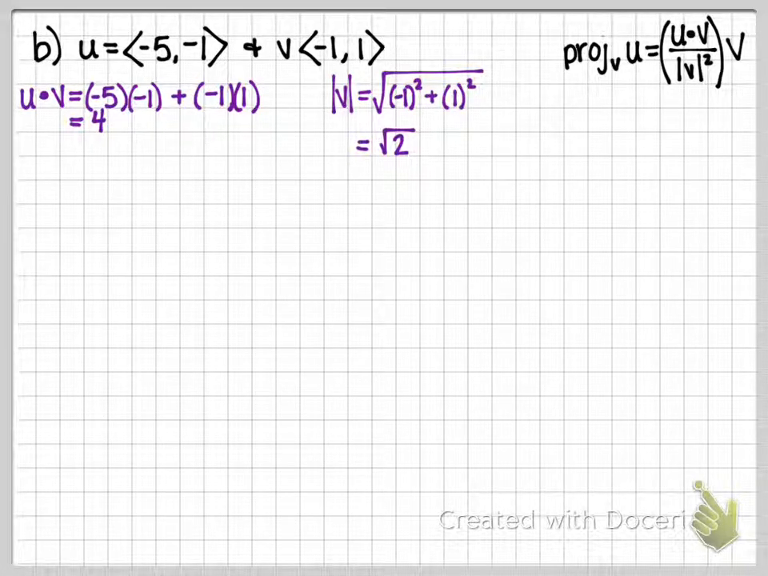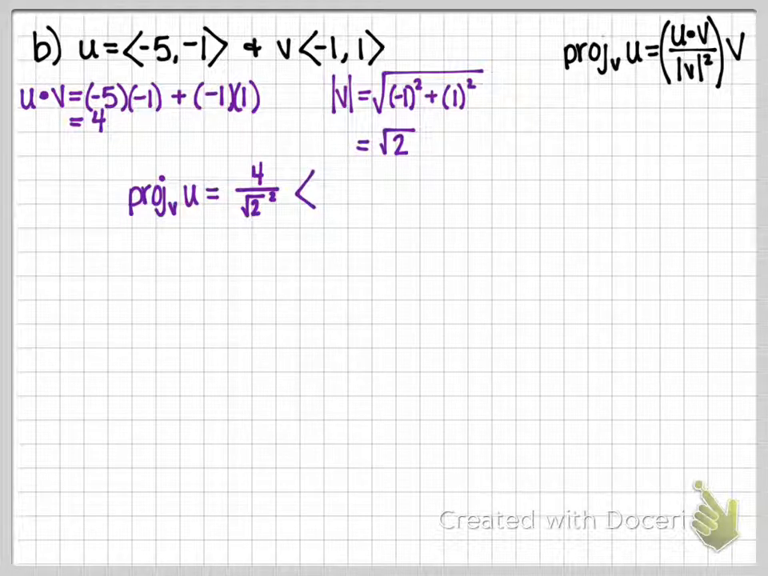So then we just plug it all into that formula. So the projection onto v of u is going to be my dot product up on top. So I'm going to have 4 over the magnitude of v squared, so the square root of 2 squared. And then once I get an answer there, I'm going to distribute it out through my v vector, which is -1, 1.